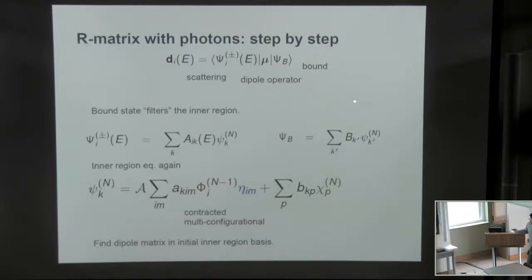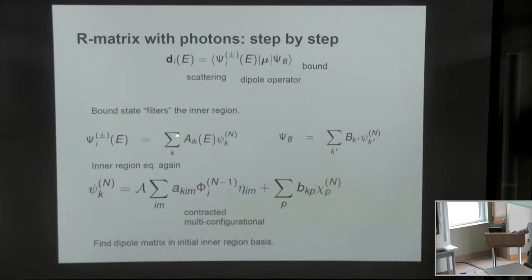So what is our goal? Our goal is to calculate a transition dipole between a bound state and a scattering state. From that, we can get all the photoionization or recombination observables that we're interested in. I'm only going to consider bound states which are fully contained within the inner region. And this means that the bound state in this integral essentially filters the inner region. We only have to consider dipoles in the inner region. We don't have to worry about the out-of-region dipoles.